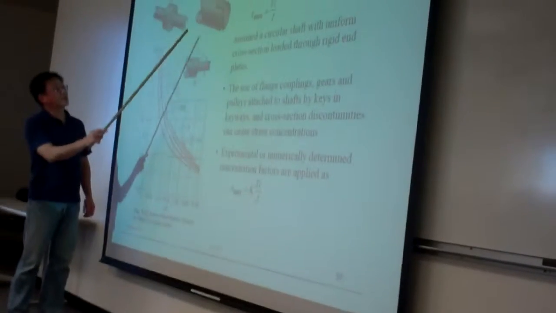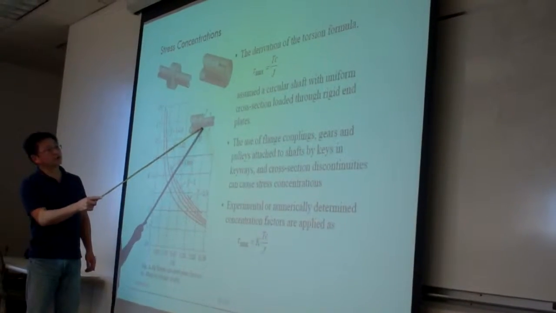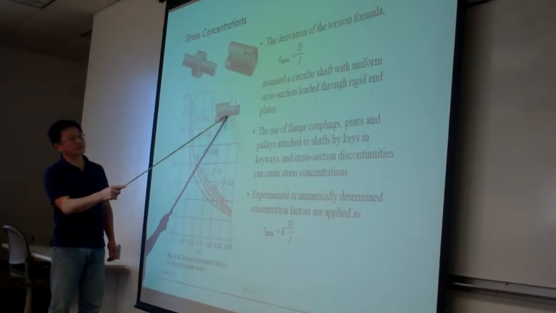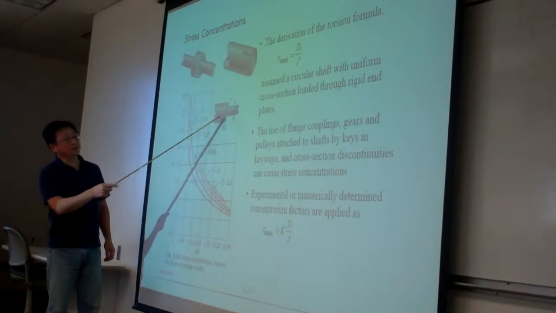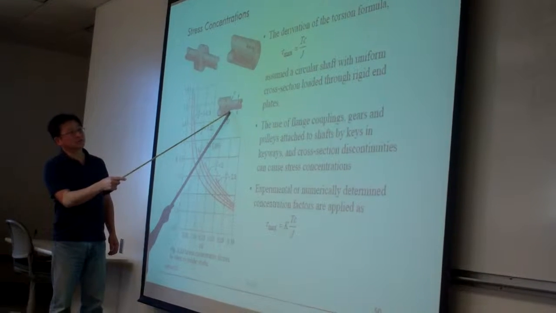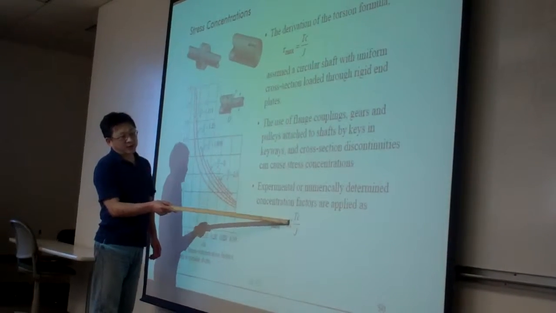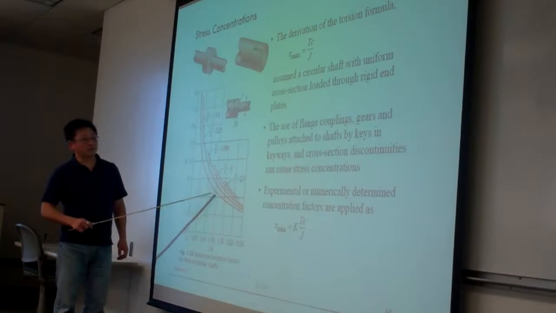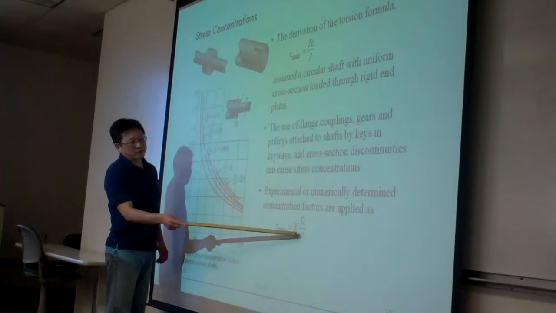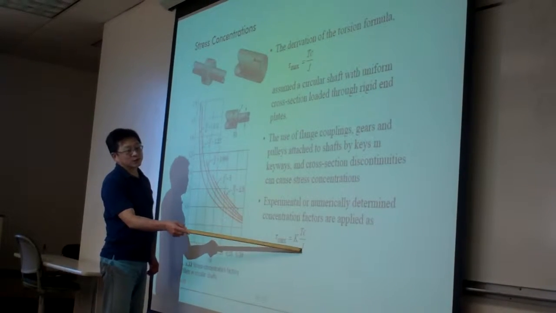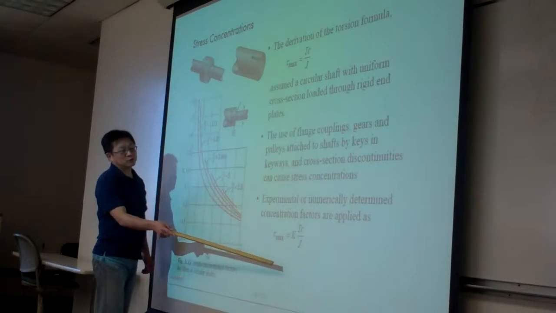Stress, and the stress concentration will be around the discontinuity of the geometry, just around here. The magnitude of the maximum stress in stress concentration basically follows this formula: K is the value obtained from the curve, and Tc over J, where T is the torque in the structure, J is the geometry, and C is also the geometry.